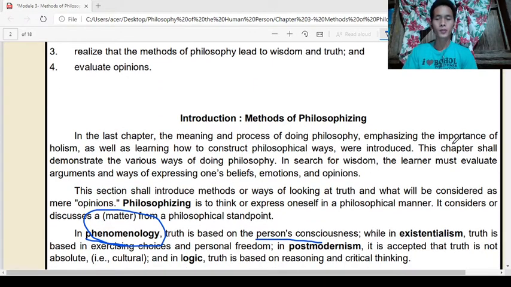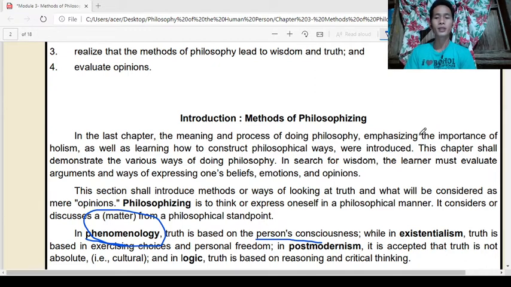Okay, we will be discussing in this lecture the different methods of philosophizing. In the last chapter, the meaning and process of doing philosophy, emphasizing the importance of holism as well as learning how to construct philosophical ways, were introduced. This chapter shall demonstrate the various ways of doing philosophy.